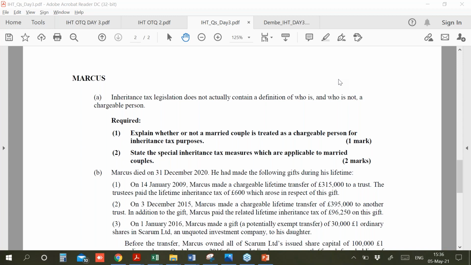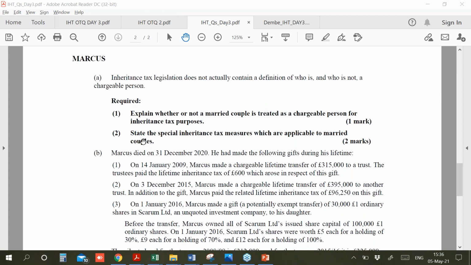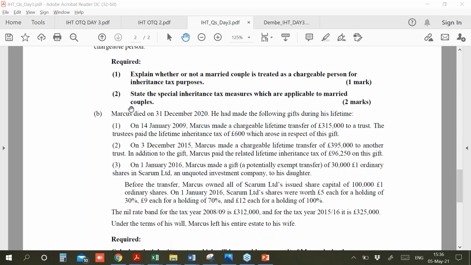The spouses can transfer their unused nil rate band to each other, and their residence nil rate band to each other. Okay, these are the two special advantages: number one, they are treated as an exempt party for each other. The second is that they can utilize the unused nil rate band of each other and their RNRBs as well, if available. Okay, now we are done with the first part and we can easily score 3 marks if we know that basic knowledge.